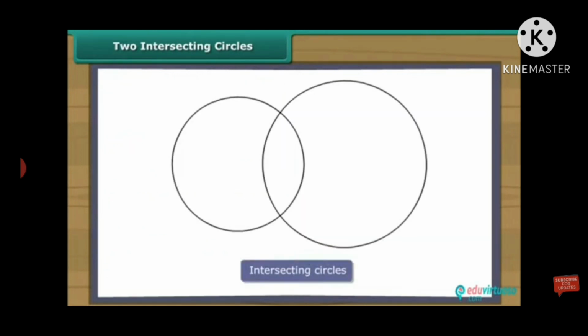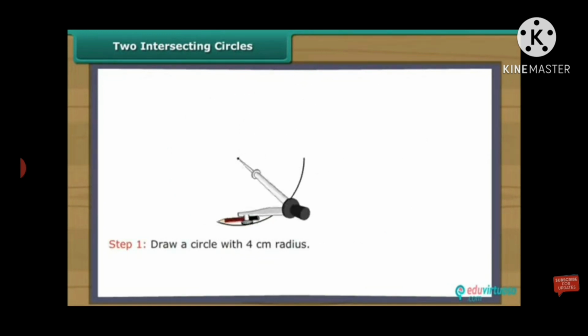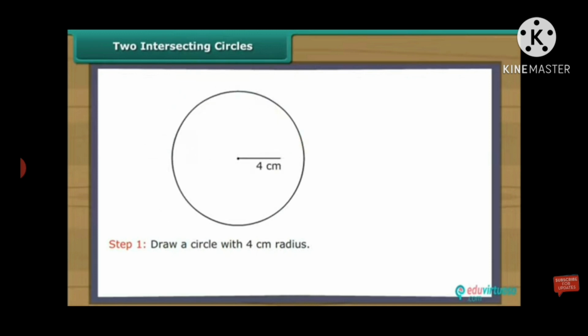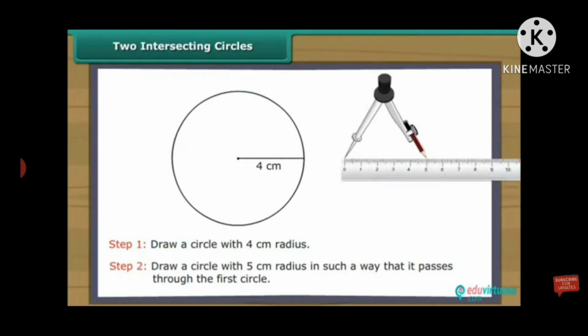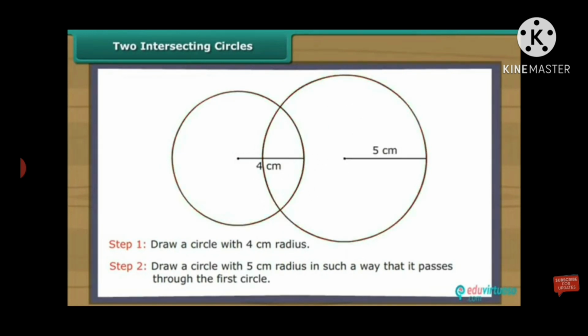2 intersecting circles. Intersecting circles may or may not have the same radii. Let us now draw intersecting circles. Draw a circle with 4 centimeters radius. Draw a circle with 5 centimeters radius in such a way that it passes through the first circle. We have 2 intersecting circles.